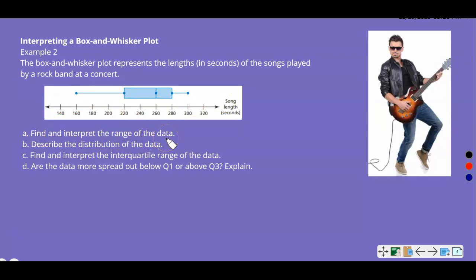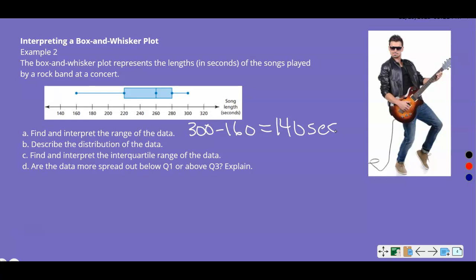Remember the range is the difference from the highest to the lowest value. So if you look here, you can see the lowest value is 160 and the highest is 300. So we can say 300 minus 160 equals 140. And again, this represents seconds. So that means that the song lengths vary no more than 140 seconds.